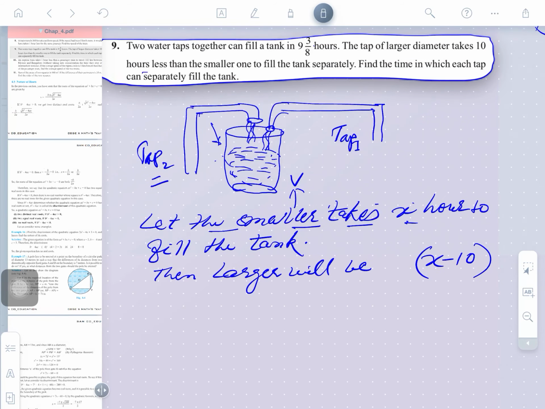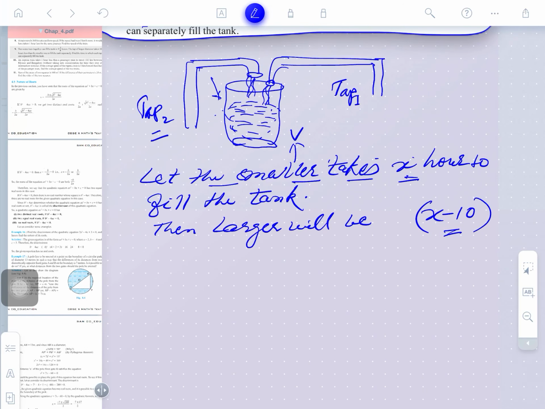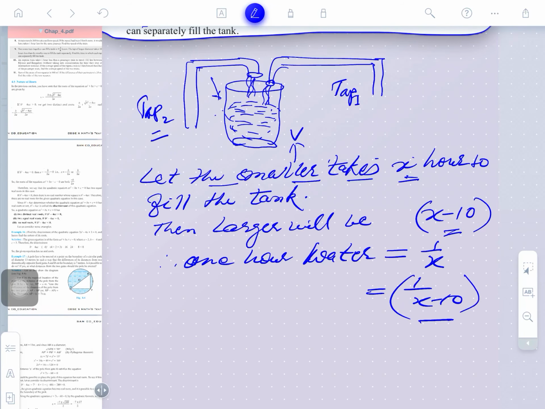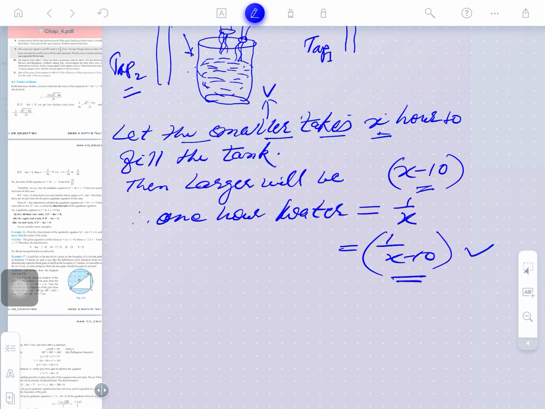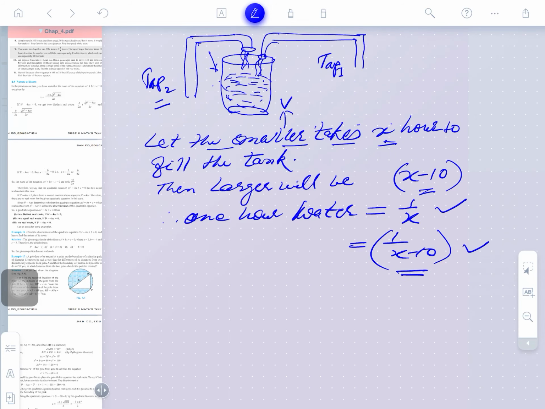See guys, so the smaller takes x to fill the tank and the larger takes x minus 10. So therefore, 1 hour's water is 1 by x, okay, and the next is 1 by x minus 10. This is 1 hour's water of the smaller diameter pipe, this is 1 hour's water of the larger diameter pipe. What is the case given here?